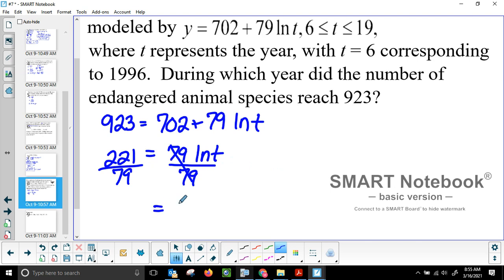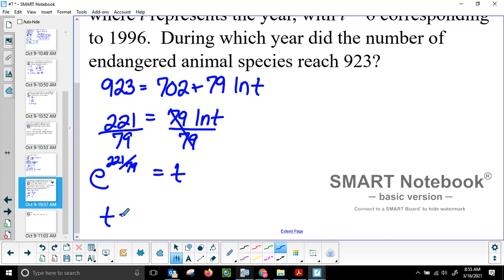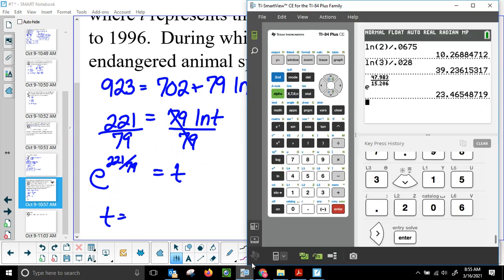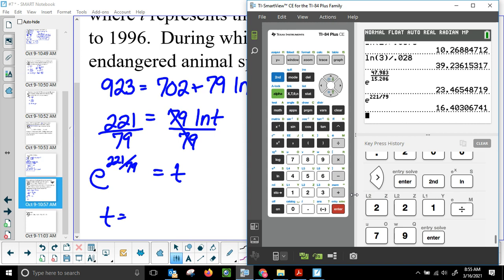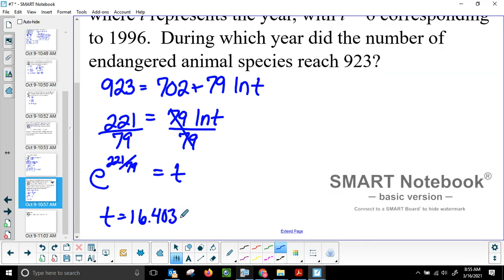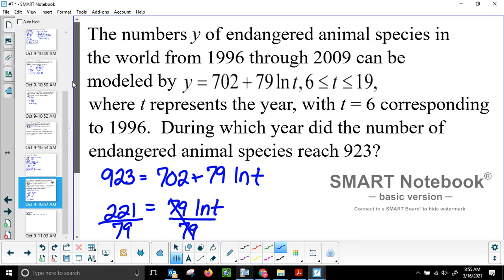All right. And then here, again, ln is just log base e, so we can rewrite this in exponential form. So e to the 221 over 79 power is equal to t. All right, so t is equal to, if we use our calculator here, then we should get 16.403. All right, 2007. Yep, that sounds about right.